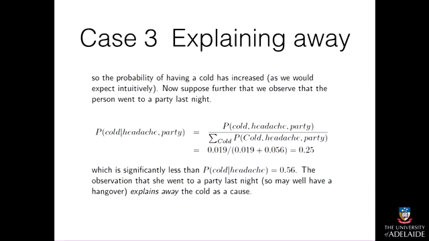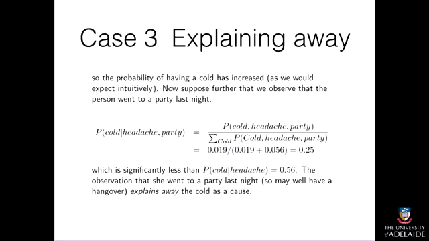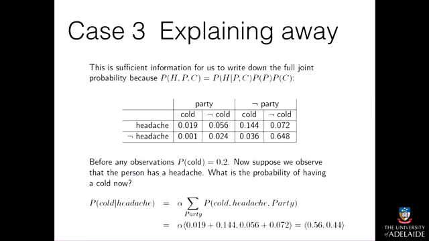And we can further calculate P(cold | headache, party). So in this case, we have one more evidence. That is, we know the party is true, okay? And then we can calculate this conditional probability, which is 0.25. So we can find that the first probability is larger than the second one. If we compare with the prior probability of cold, this one is smaller than this one.